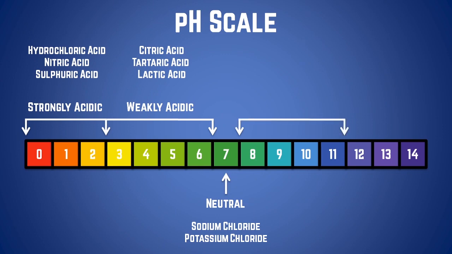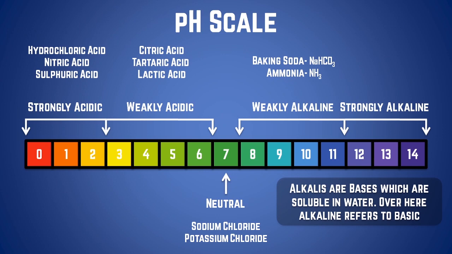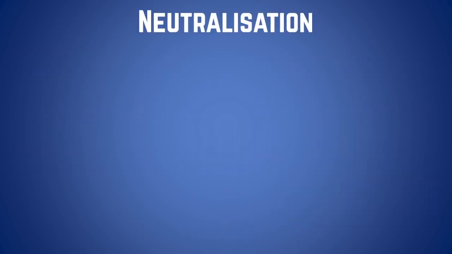Substances with a pH from 8 to 11 are weakly alkaline and include substances like baking soda and ammonia. And finally, substances with a pH from 12 to 14 are strongly alkaline and include substances like sodium hydroxide and calcium hydroxide. The next topic is neutralization.